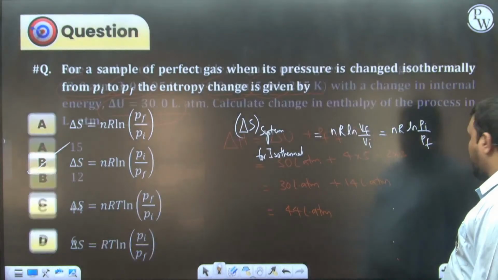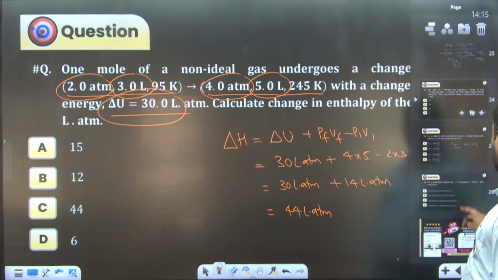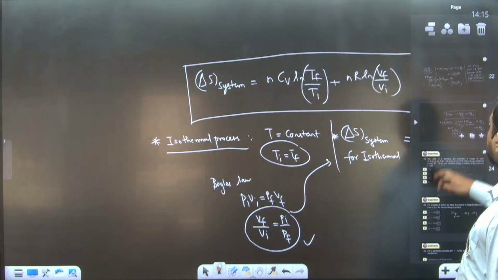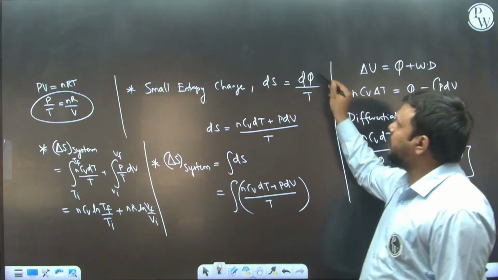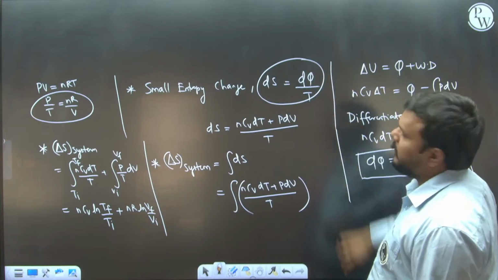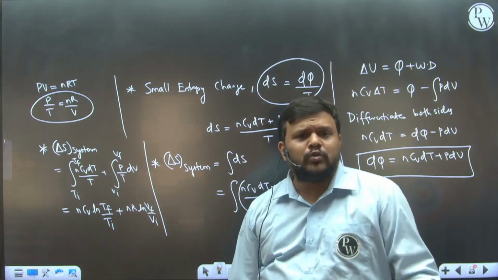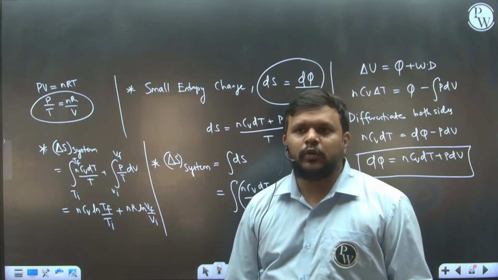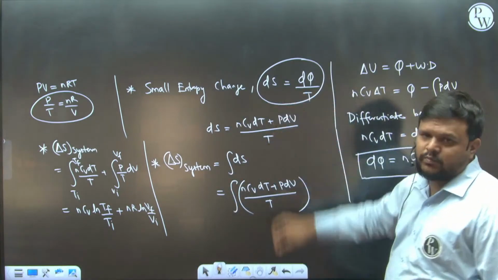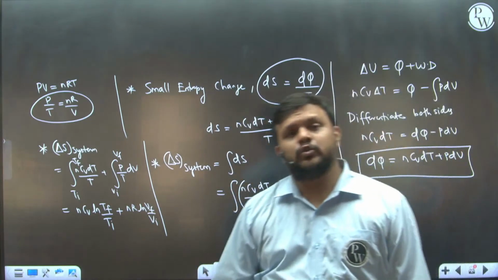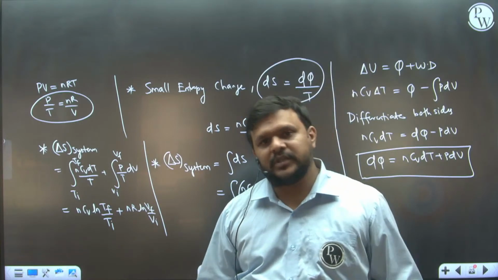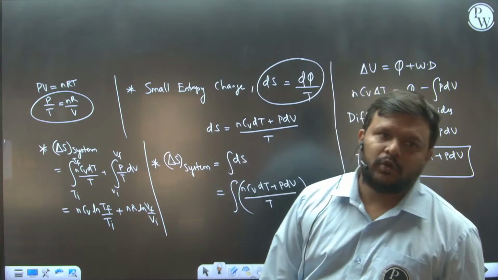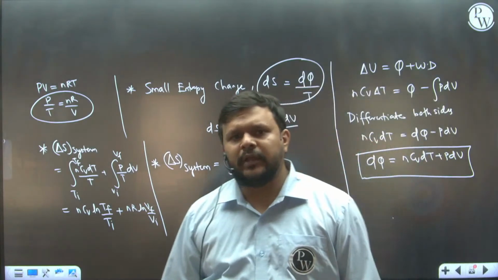Why? Because you already saw the definition for small entropy change, dS is equal to dQ by T. In adiabatic process the dQ is equal to 0. So if you put 0 here, the small entropy change dS will be equal to 0. So the complete entropy change for reversible adiabatic process will always be equal to 0. For all other processes you can find it out.